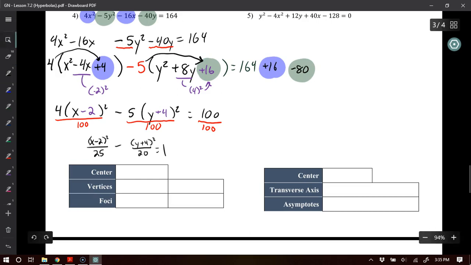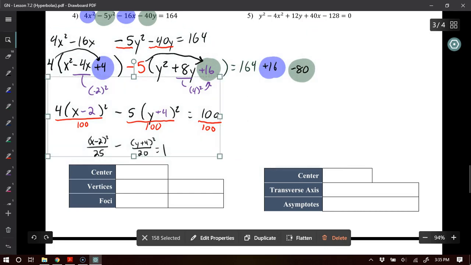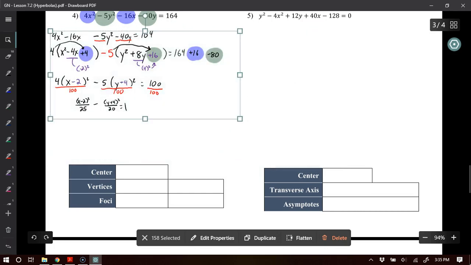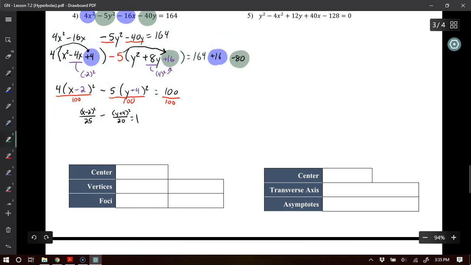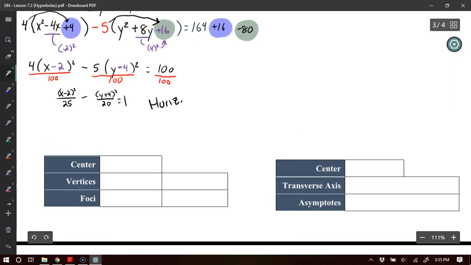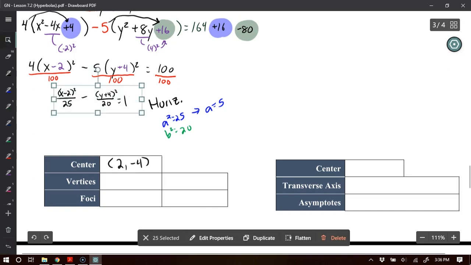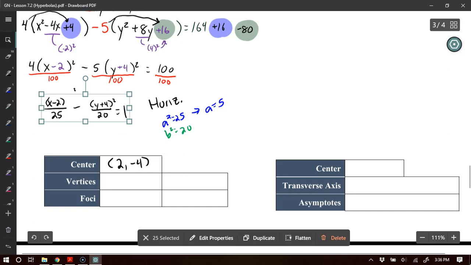Let's grab it, and we'll shrink it down to give myself some room. All right, so there's my standard form equation. If I look at the order, I can see right away that this is a horizontal hyperbola because the x term comes first. So I can see that a squared is 25, so a is 5. And I can see b squared is 20. My center is h, k. So my center is 2, negative 4, based off of what I see here. I have my h and I have my k.